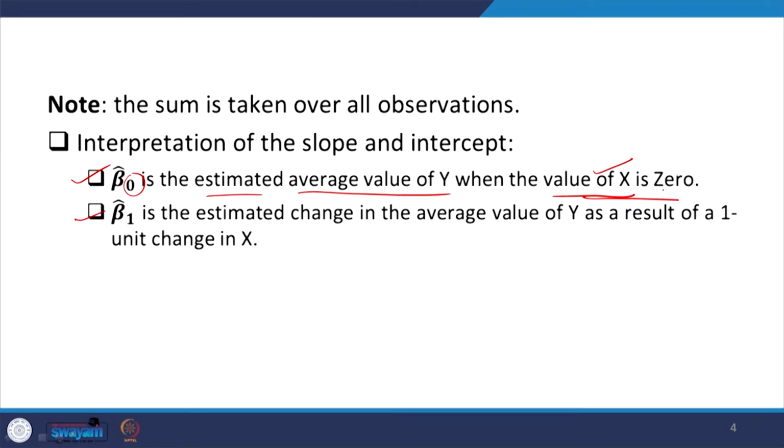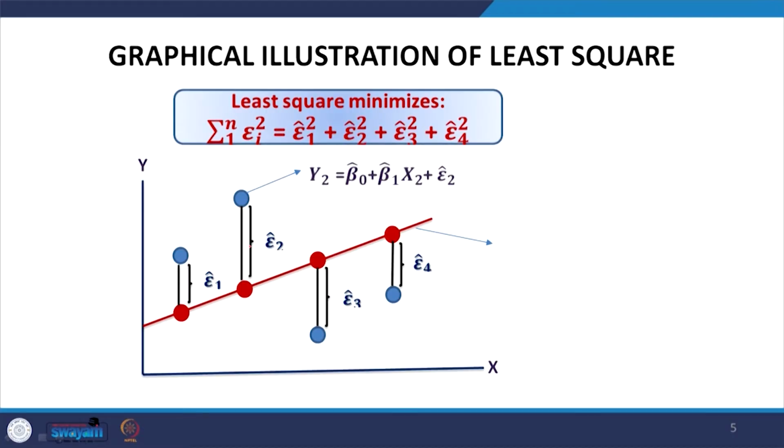Beta 1 hat is the estimated change in the average value of y as a result of 1 unit of change in x, which we already mentioned in our earlier lecture also. Now, coming to the graphical interpretation of the least square method, why least square is important.